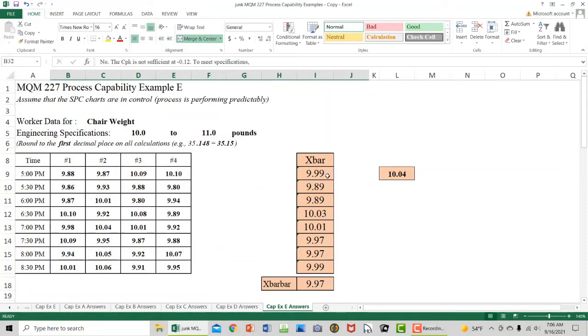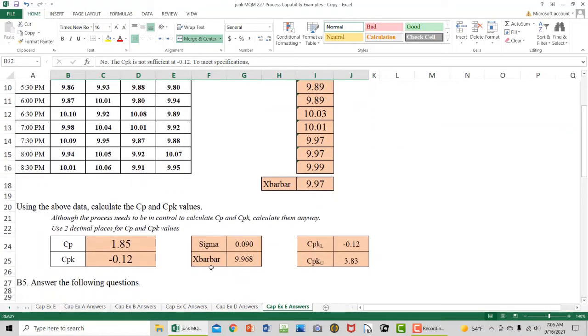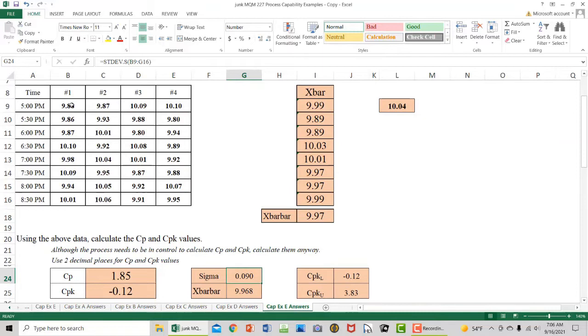X bar, remember, 10 to 11 pounds. And sigma, like I said, is equal to standard dev dot s because it's a sample. We're not measuring every single part, we're just sampling of them.